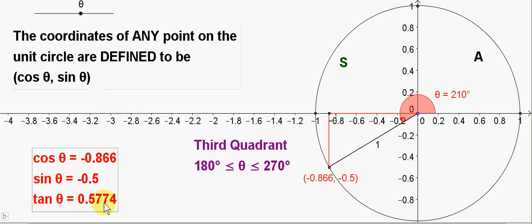However, we see that the tan is positive because remember, the tan of theta is just sine theta divided by cos theta. Minus 0.5 divided by minus 0.866 is plus 0.5774.